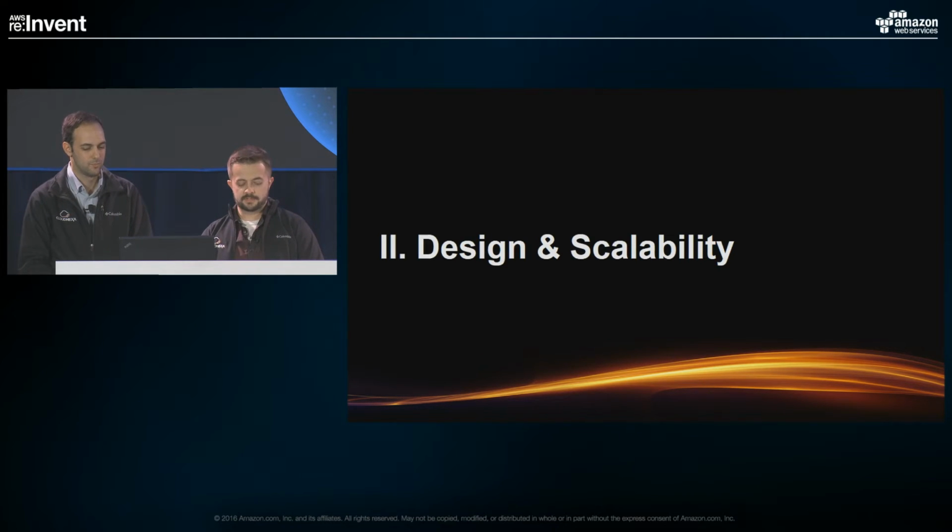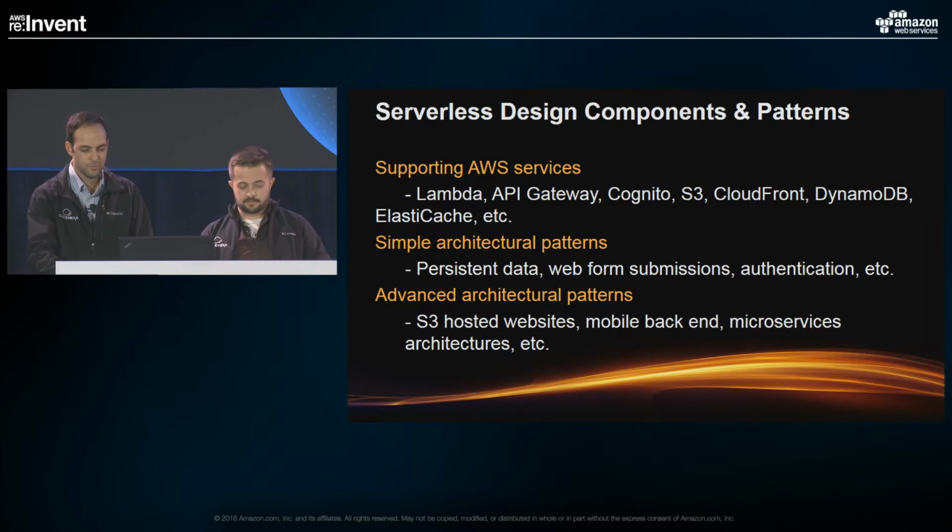Okay, so let's look at some design and scalability principles for serverless architectures. First, we should identify some supporting AWS services, or rather define what they are. Now, AWS provides us with a few key supporting services for building serverless architectures. Obviously, the main one is AWS Lambda. This lets us run code without provisioning or managing servers. This is our function as a service component. Amazon API Gateway is a fully managed service that makes it easy for developers to create, publish, maintain, monitor, and secure APIs at any scale.